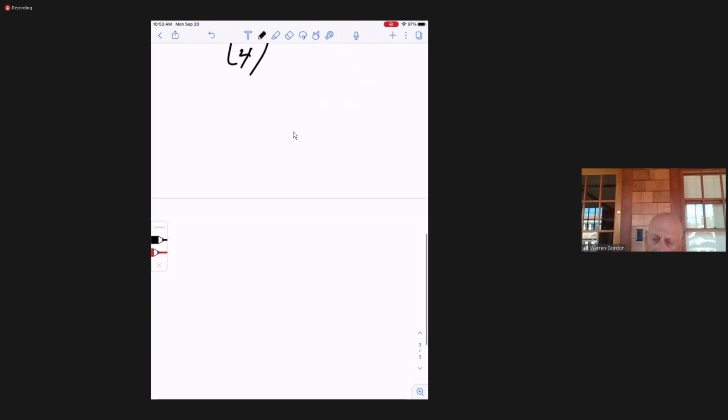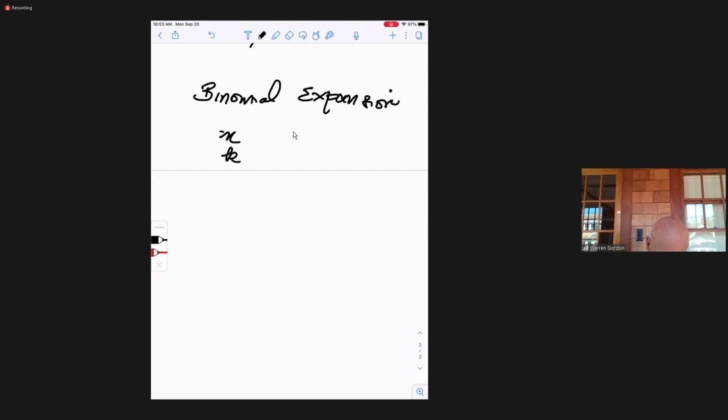The last thing I did in our last meeting is I talked about the binomial expansion. And along the way, I used the identity that n choose k is equal to n minus 1 choose k minus 1 plus n minus 1 choose k. In fact, I showed you that Pascal's triangle is based on this result.